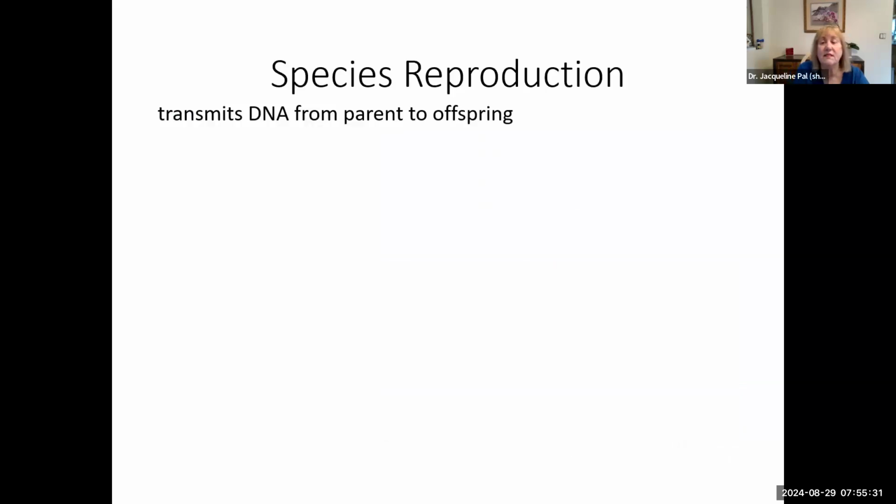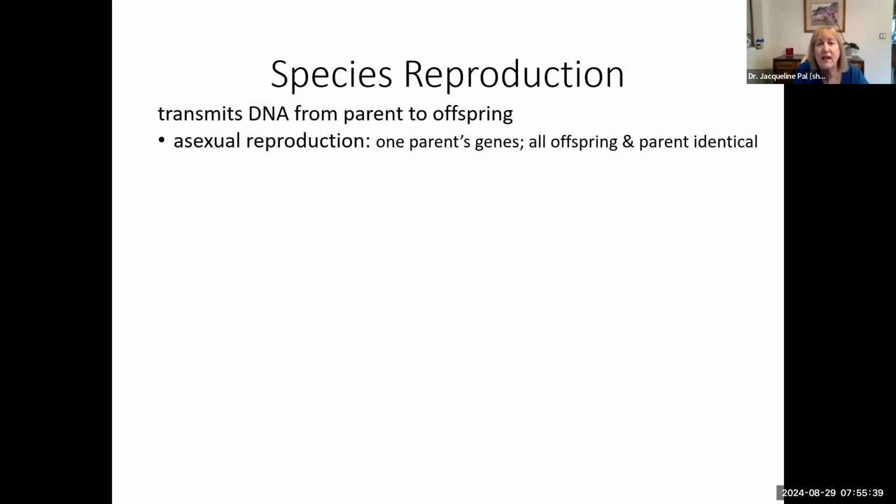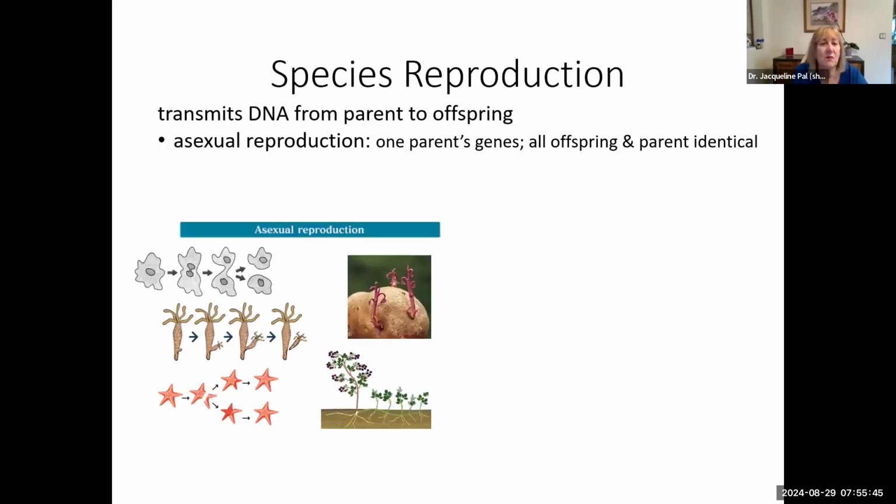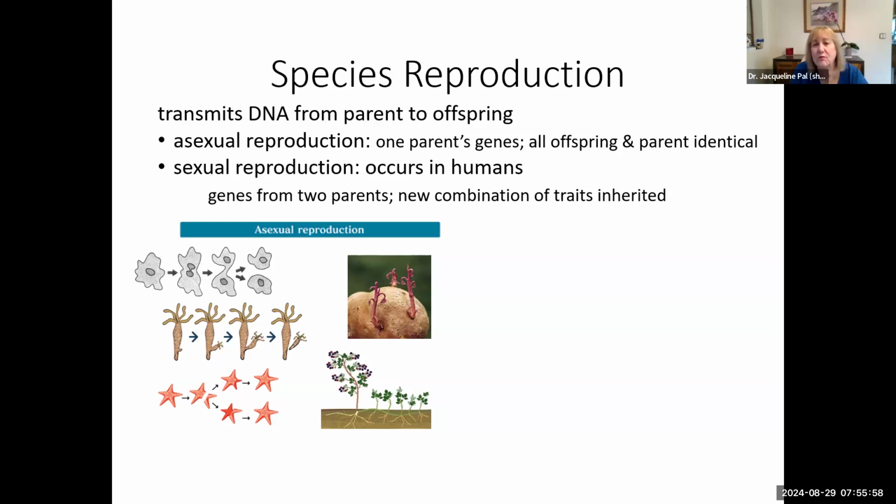All right. So in species reproduction, when we look at living things, this is how DNA is transmitted from parent to offspring. There's two general ways this happens. Asexual reproduction, the offspring and the parents are identical. This is what amoeba, paramecium, starfish, potatoes, hydras, this is how they do it. This is not how it happens in humans. We have sexual reproduction where genes come from two parents, and so we have new combinations of traits that are inherited through processes which involve mitosis and meiosis, which we will learn about later.